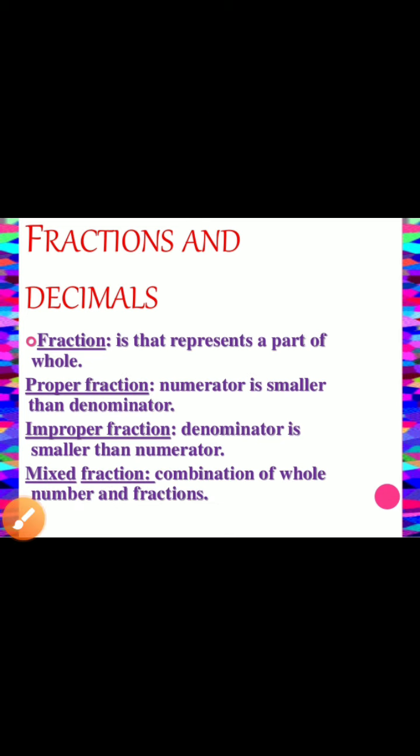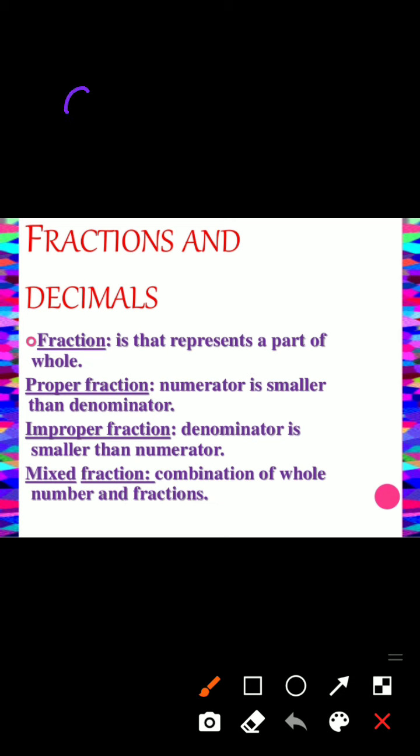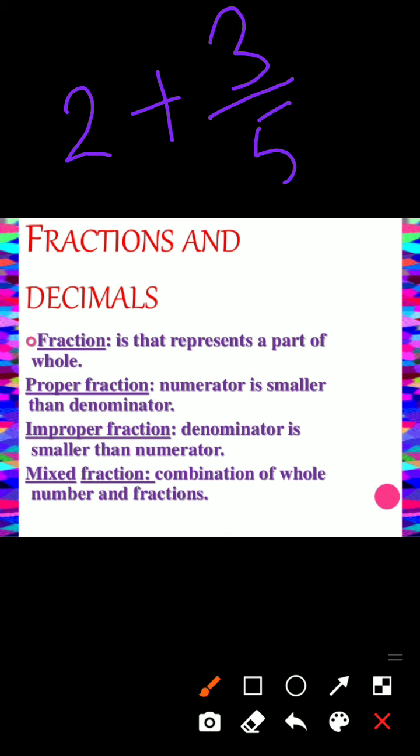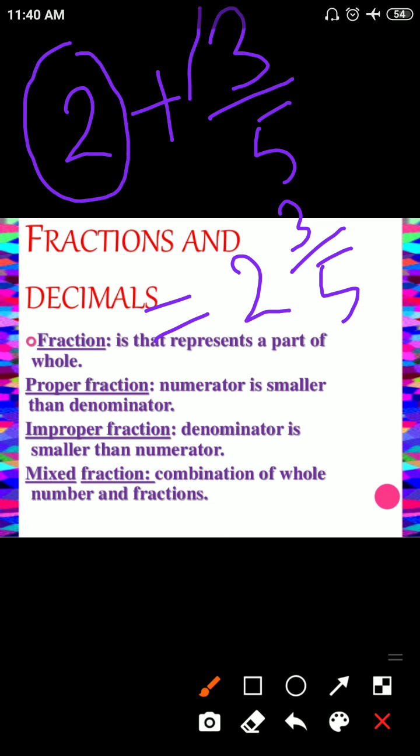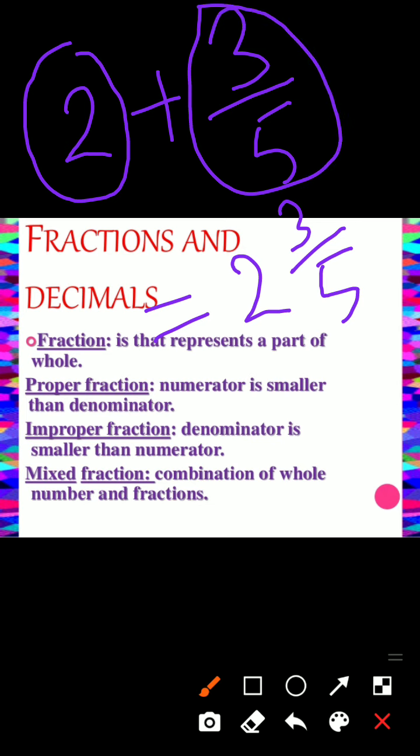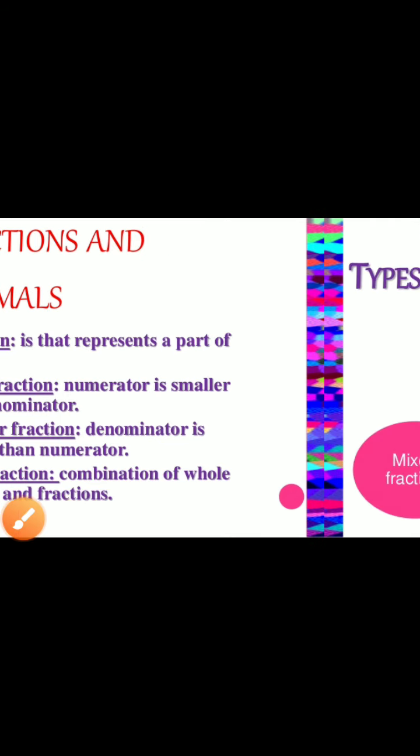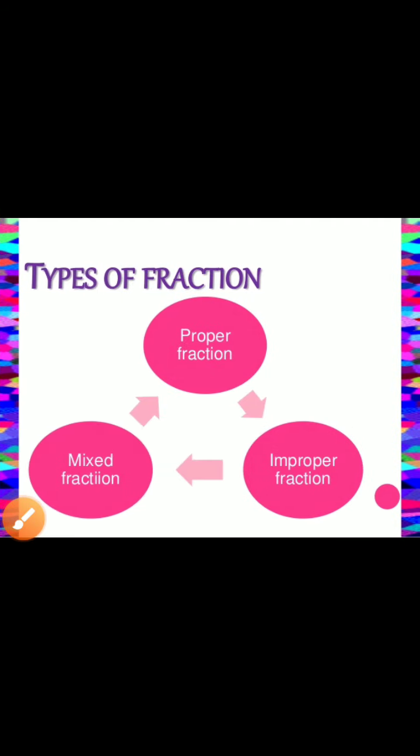You can also do one more thing here. If you want to split this fraction, you can write 2 plus 3 upon 5, and in combined form you can write 2 whole 3 upon 5. So this is the way you can split your mixed fraction, and this part is known as the whole number and this part is known as the proper fraction. This is the example of a mixed fraction. So the types of fraction you know: proper, improper and mixed.